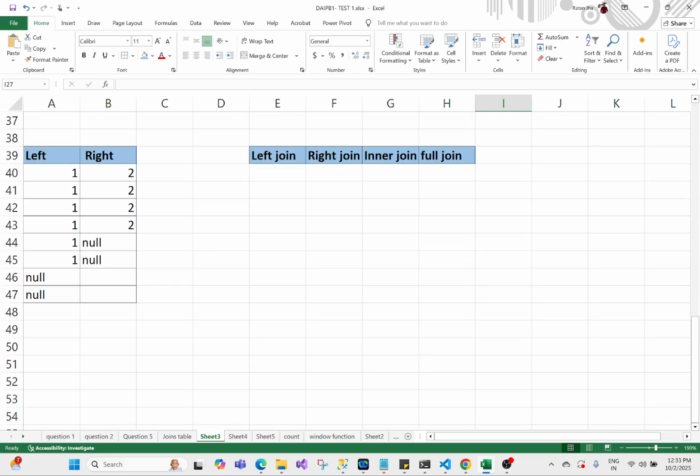of left join, right join, inner join, and full join. What about this? So this is your homework. You have to fill left join, right join, inner join, and full join. If you have any problem in this question, please write down in the comment. I will solve your query.